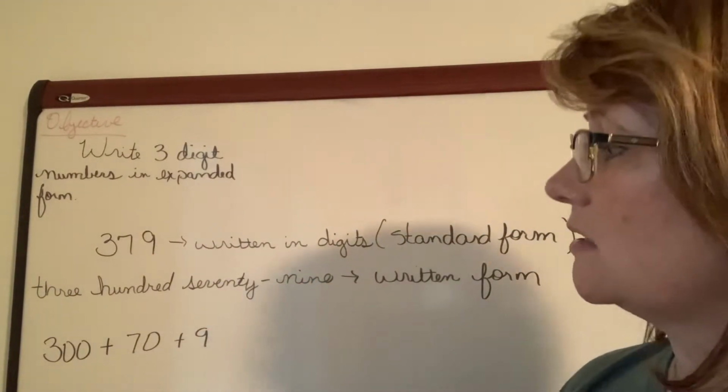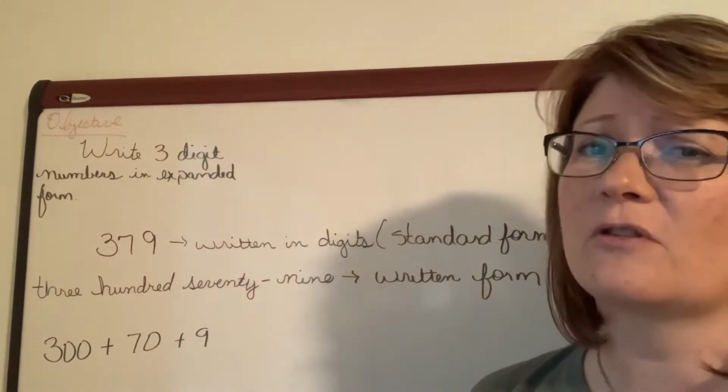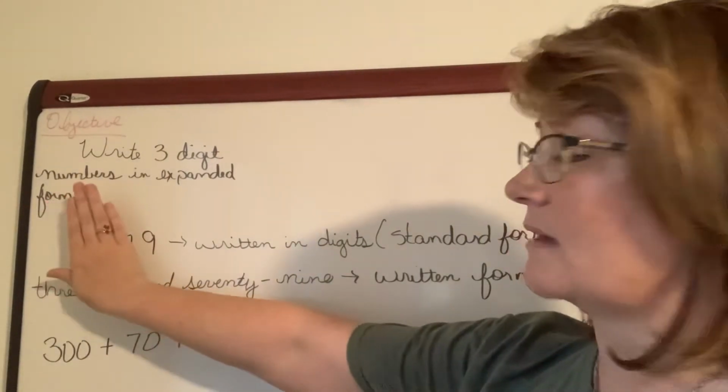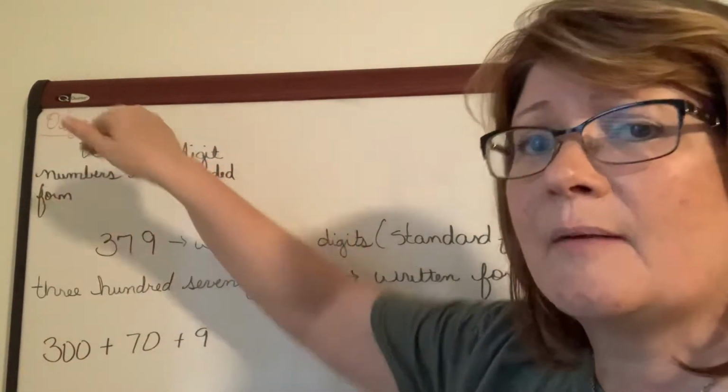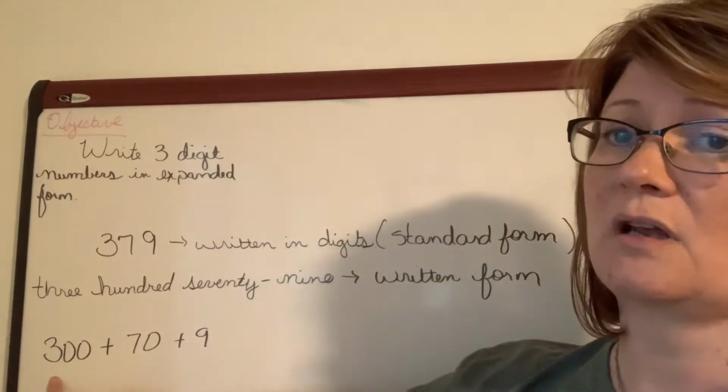And when I do that, the 3 right here, we've talked about this before. The 3 does not represent just a 3. If I had a door here and that 3 was on top and I lifted it up, hiding underneath would be 300s, which would be the same as 300.